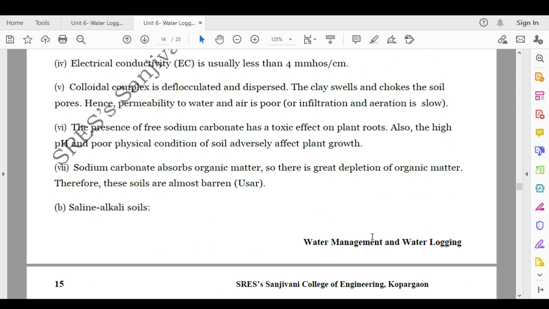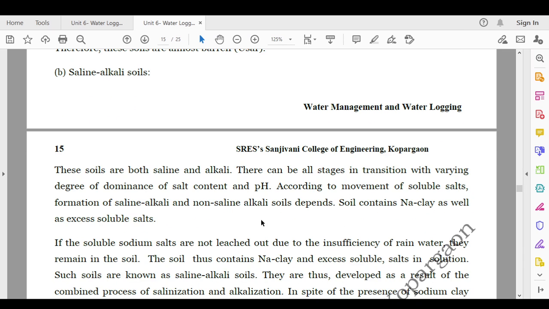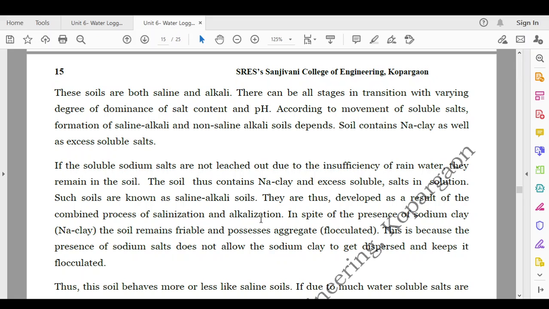The sodium carbonate absorbs organic matter, so there is great depletion of organic matter. Therefore, the soil is almost barren, which is called usar. Then the second type is saline alkali soil. These soils are both saline and alkali.